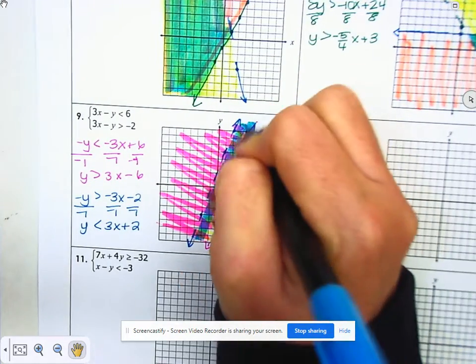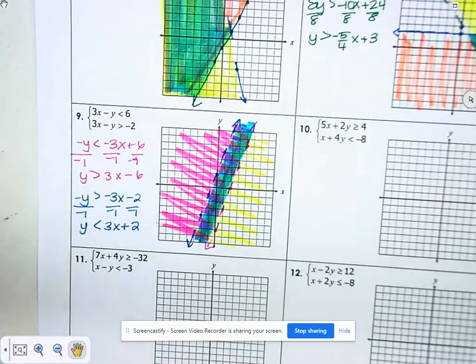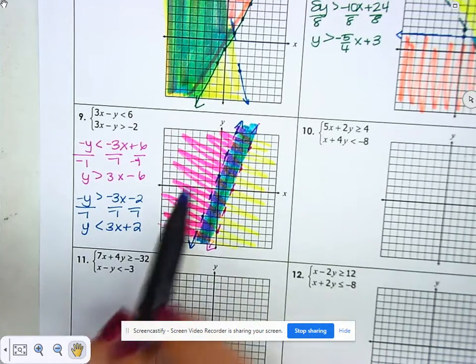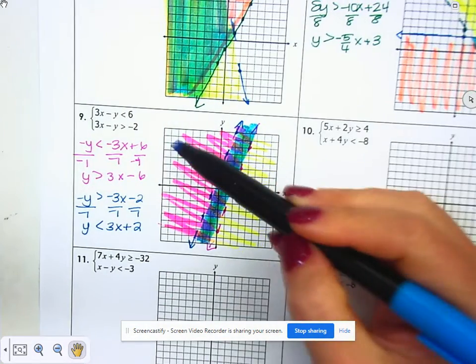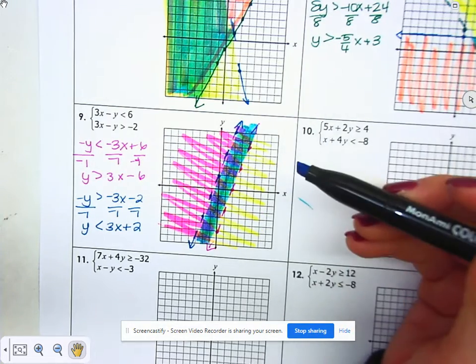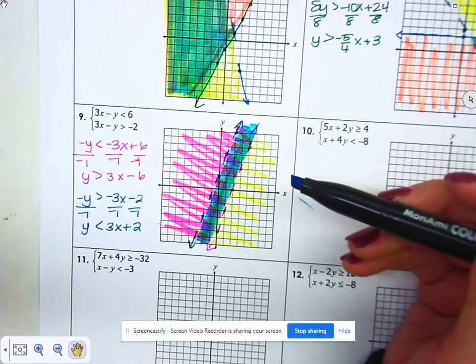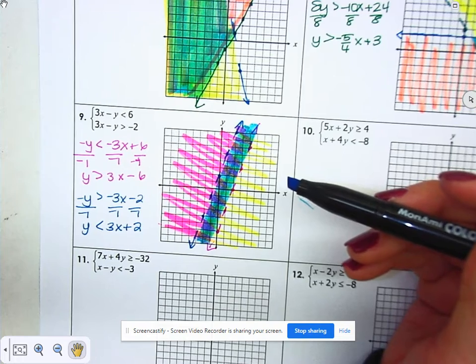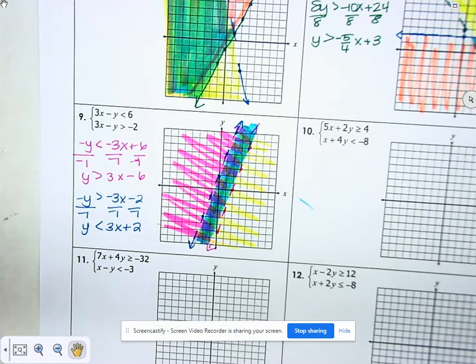Now, we don't have one on our notes today that does what I'm about to talk about, but if this blue line had gone above and the yellow line had gone below, there would be no intersection. And remember, if there's no intersection for a system of equations or a system of inequalities, the answer would be no solution.